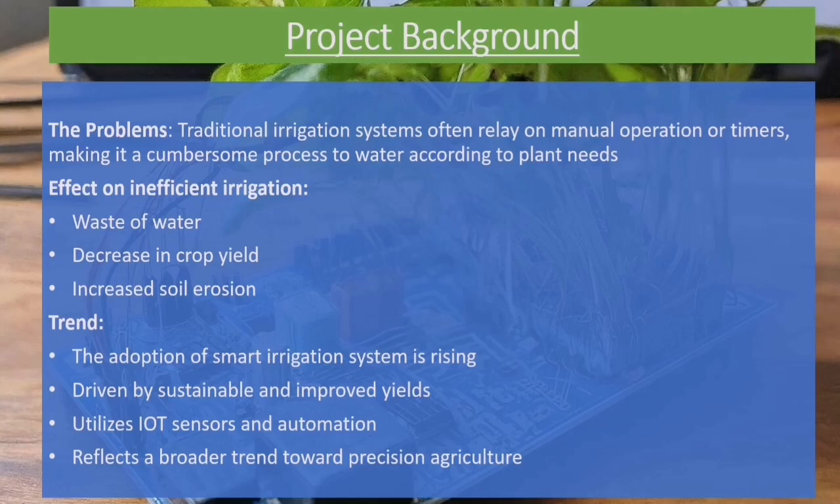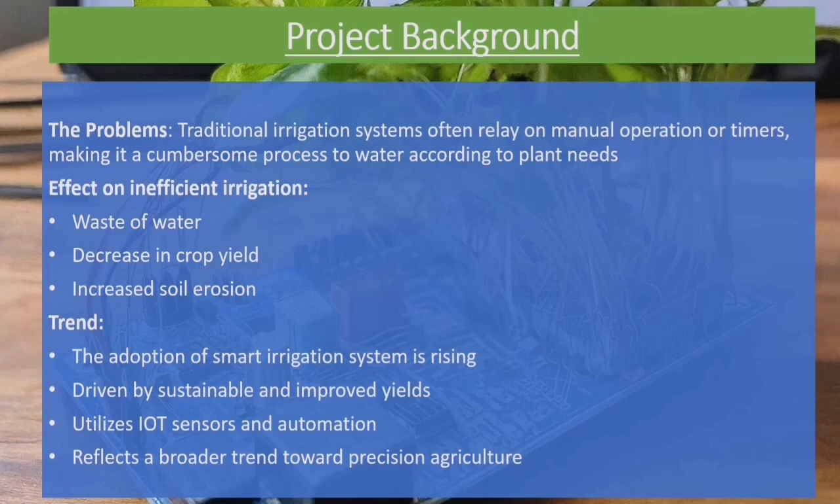Project background. In this slide, we will discuss the background of the project. Conventional irrigation systems are often problematic. Overwatering can cause root rot and leaching of nutrients, while underwatering can stunt growth and reduce yield. Also, if there is not enough water supply, the plant will dry up, the growth will be stunted and the yield will be reduced. In addition, inefficient irrigation practices can contribute to soil erosion.